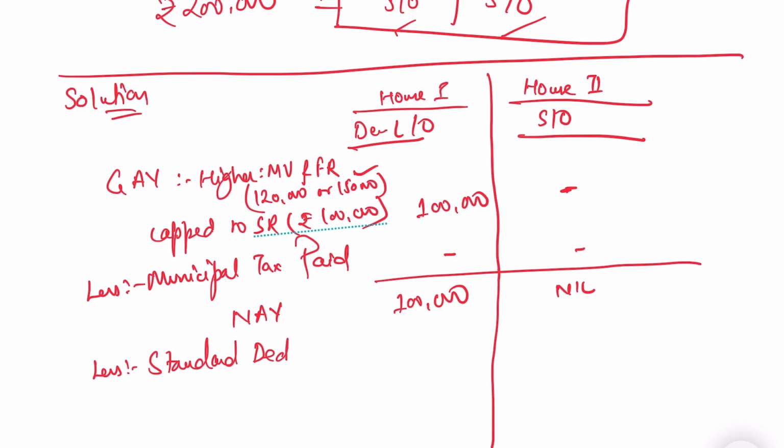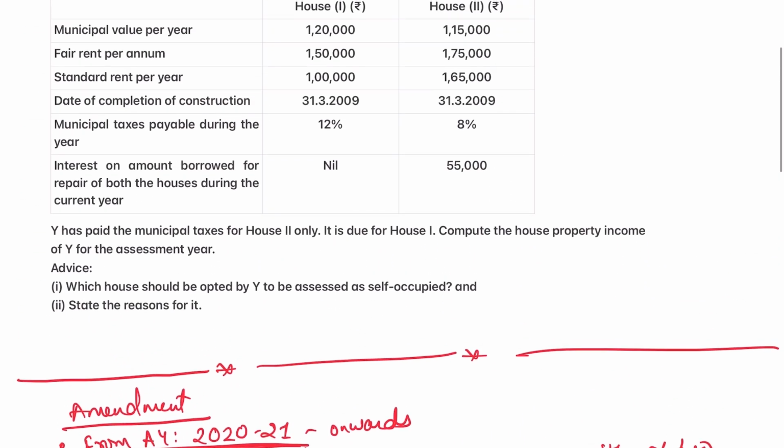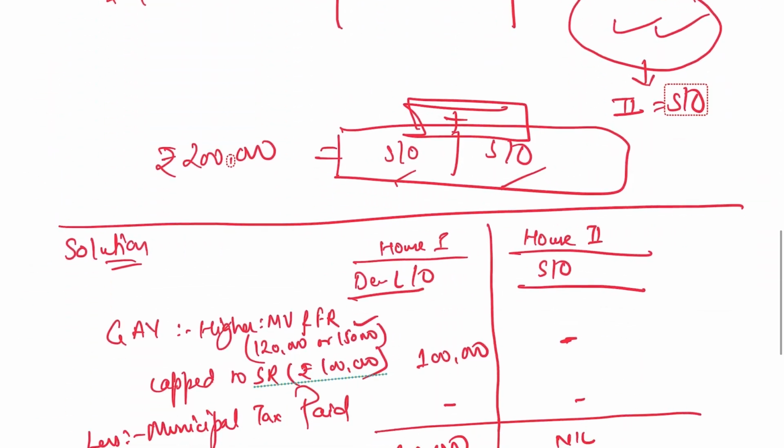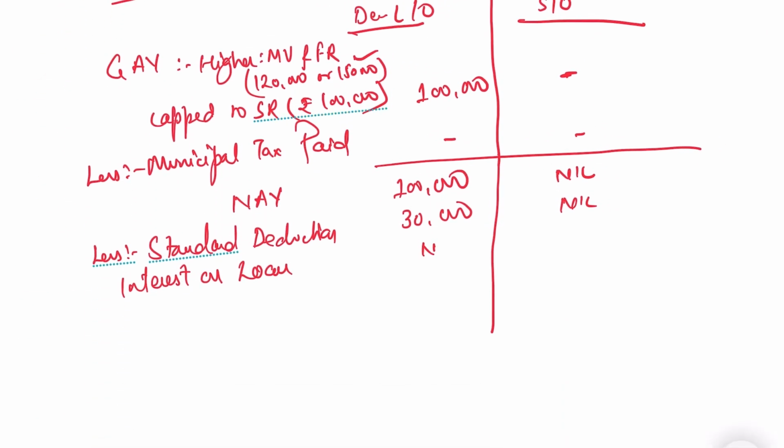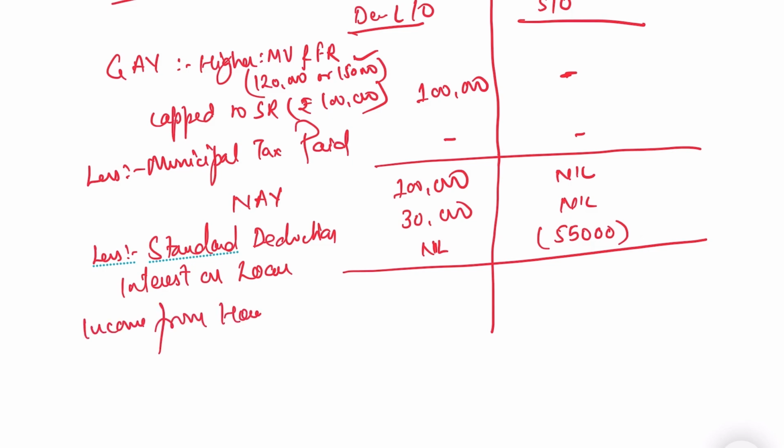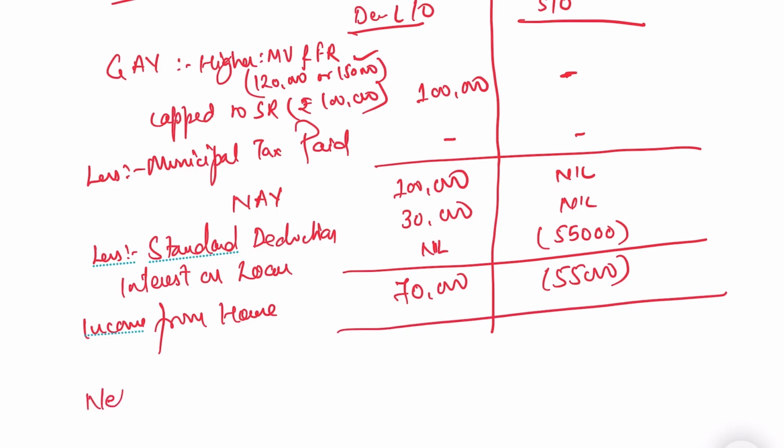Less standard deduction, which is 30%. In this case, nil. Okay, then we have interest on loan. So we have interest on loan. In case of house 1, nil. In case of house 2, 55,000. Okay, nil. Sorry, and this is 55,000. So income from house, that is 70,000 here and 55,000 is here.